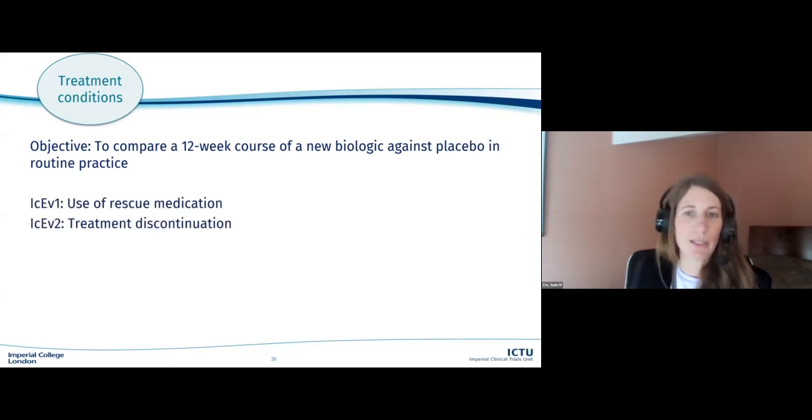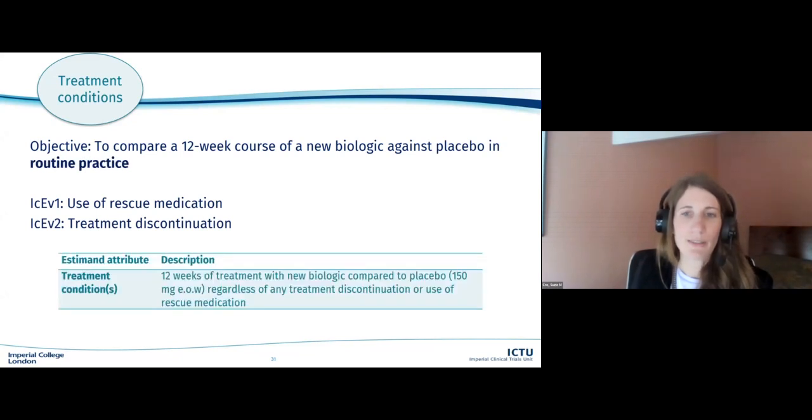And we also know that patients will be able to use rescue medication in the trial, and some might also stop treatment early. So we must include these 2 intercurrent events somewhere in the estimand, as they will affect the interpretation of patient outcomes. Now, we will incorporate these in the treatment condition as suggested by the addendum, as these 2 events are just intrinsically related to the treatment comparison.